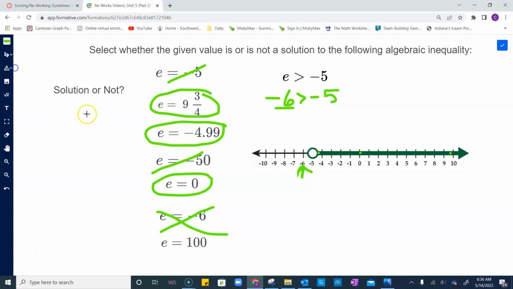And our final one, e is 100. So we're going to stick 100 in here. And hopefully you automatically know that positive numbers are always greater than the negative numbers. So in this case, you might not need to be plugging it in and looking at the number line, but 100 would be way off to the right here. And so that puts it to the right of -5. It is greater than -5. All positive numbers are greater than -5. So that makes that one a solution. And those are the solutions to this inequality. That's it.